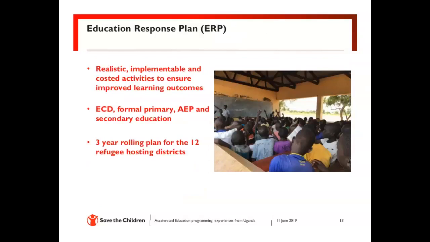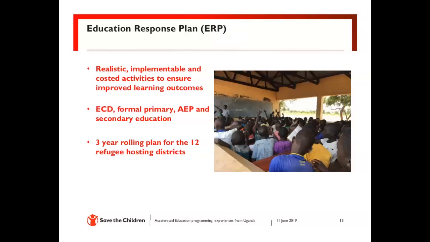From the perspective of planning, there has been an education response plan. The government, both at national and district level, education partners, and UN agencies saw the need for an education-specific plan for refugees and hosting districts, in line with the comprehensive refugee response framework. Through a lengthy process, Uganda's ERP, or the Education Response Plan, was developed in September and officially endorsed and recognized by the Ministry of Education and Sports.